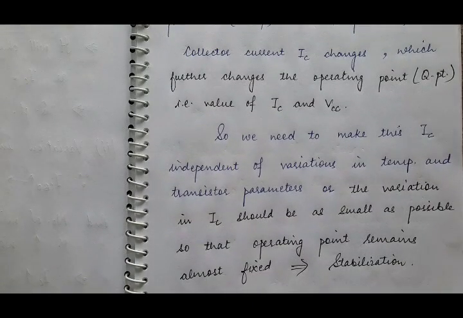So we need to stabilize the operating point, but to stabilize the operating point, we need to stabilize the value of collector current. There should be no variation in collector current, or the variation in collector current should be as small as possible, so that the operating point remains almost fixed. And this is known as stabilization.